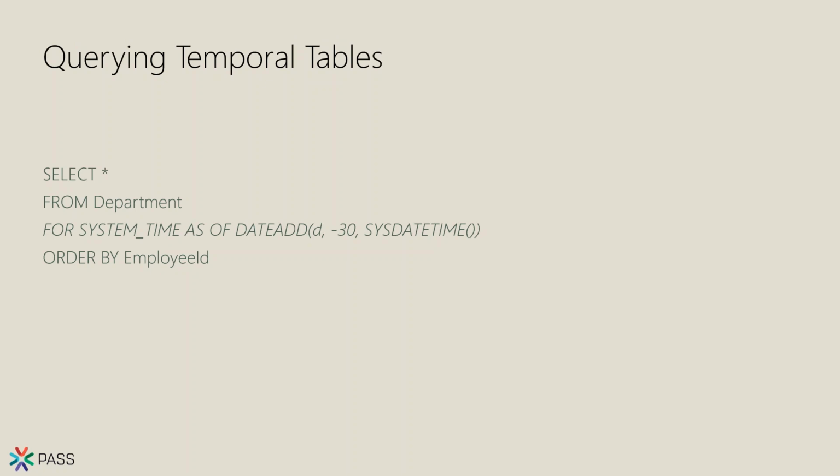Once we have our table created, querying temporal tables is very simple. Essentially, we utilize the standard select clause, select star from department, and then we specify the for clause where we're going to be mentioning the system time that we want to go back. So essentially, we're doing time travel with the data. We want to say, give us the records that were valid as of a specific point in time in history. And then we can additionally add other clauses on there, such as the order by employee ID.